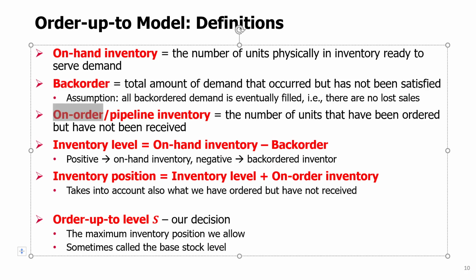And finally, our decision in the order up to model will be the order up to level, for which we will use symbol S. You can think about this order up to level as the maximum inventory position that we allow, and this will be used to decide each order quantity. Some books or presentations call this order up to level a base stock level. Sometimes the order up to model is also called base stock model.